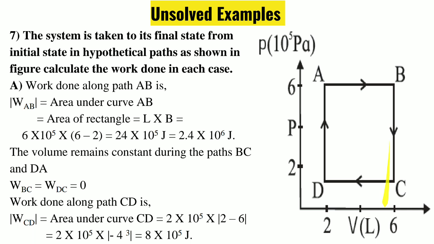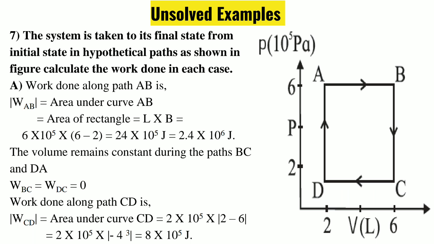But volume is given in liter. It is wrong. It should be meter cube. So for breadth, 6 minus 2 we have to consider. For length we have to consider the whole distance, and for breadth we are considering only from here to here. So 6 minus 2. After solving we will be getting 25 into 10 raised to 5 joule.